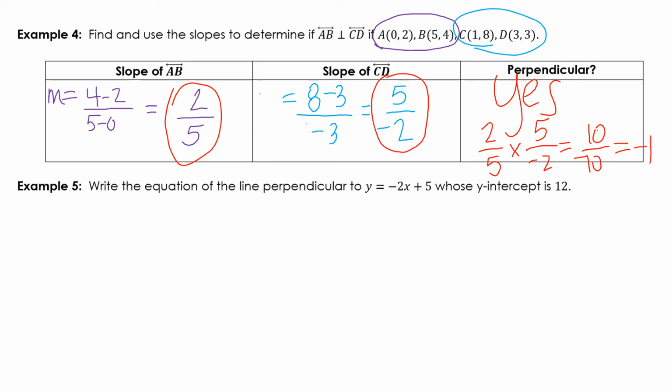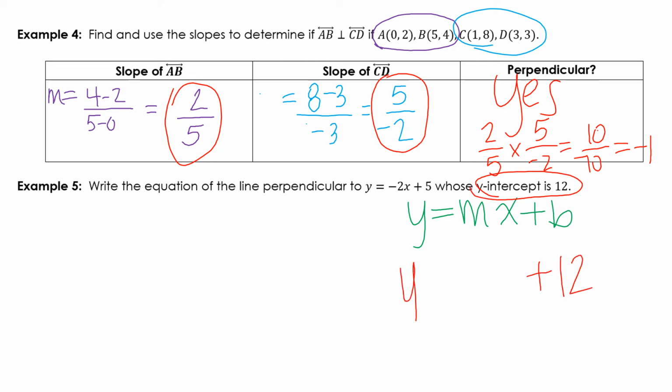For example 5, it says write the equation of the line perpendicular to y equals negative 2x plus 5, whose y-intercept is 12. So in order to write the equation, we need to know the slope and the y-intercept. y equals mx plus b. They told us the y-intercept is 12, so we don't even need to solve for that. Our b is 12, so we can go ahead and put that in for b. What we need to do is figure out the slope.